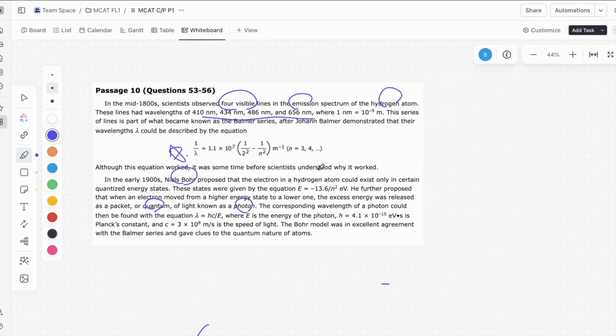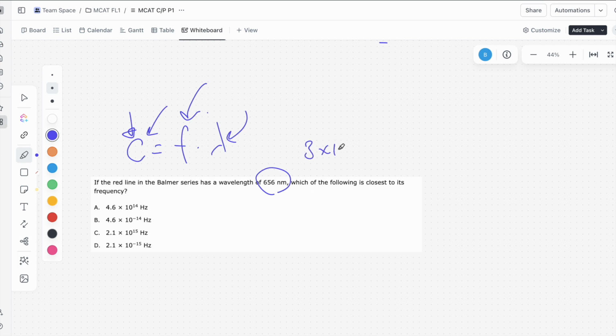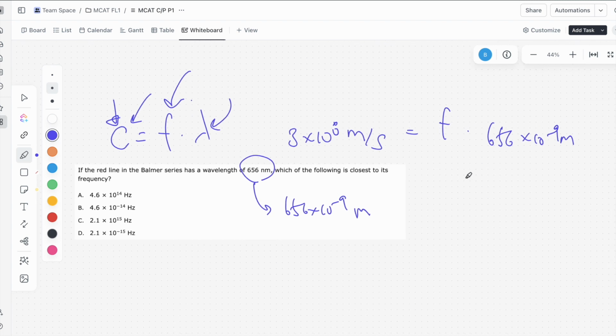So what is c? C, as they tell us in the passage, is 3 times 10 to the 8th meters per second. That's equal to the frequency, which we're trying to find, times lambda, which is 656 nanometers, which is the same as 656 times 10 to the negative 9 meters, right? I always like to convert all the units into standard units so as to make sure not to make the mistake of using the wrong units during my calculations and wondering where I went wrong. So let's solve for frequency here. That's going to be 3 times 10 to the 8th meters per second divided by 656 times 10 to the negative 9 meters equals frequency.